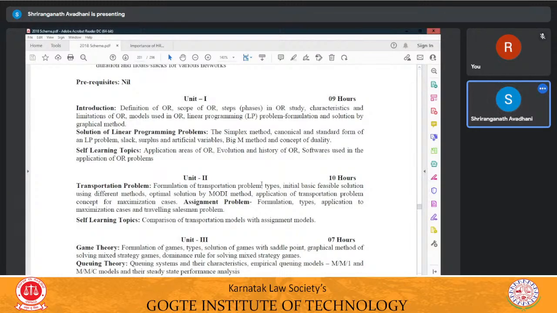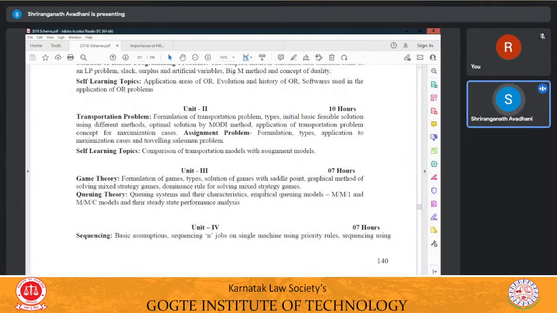Then unit 3 includes two chapters: game theory and queuing theory. As far as game theory is concerned, it is the easiest chapter in operations research, where you will be studying different types of games, then the solution of games by using two methods: one is called the dominance rule and the second is the graphical method of solution. We will explain these two methods in detail and solve a few numericals based on them. This is altogether about game theory.